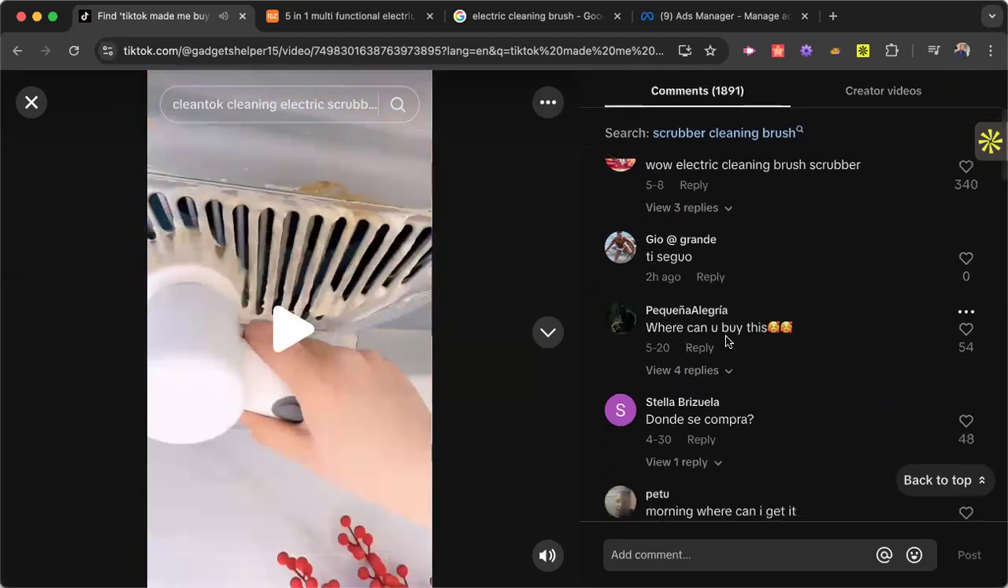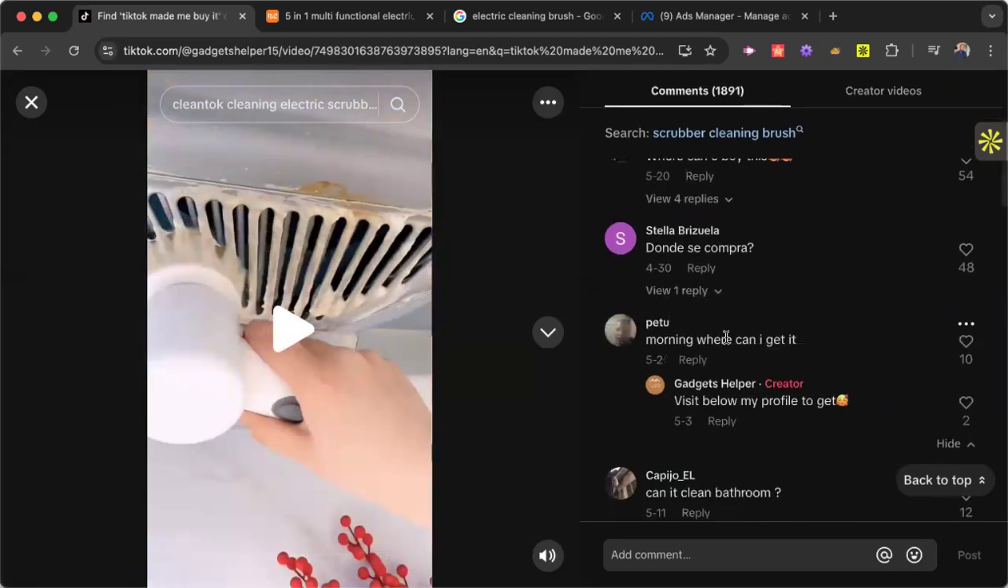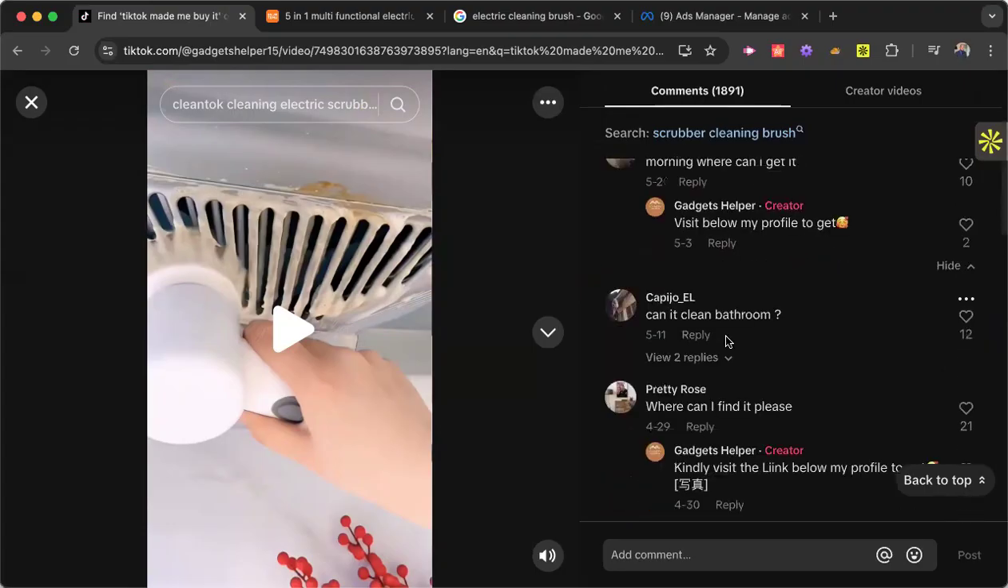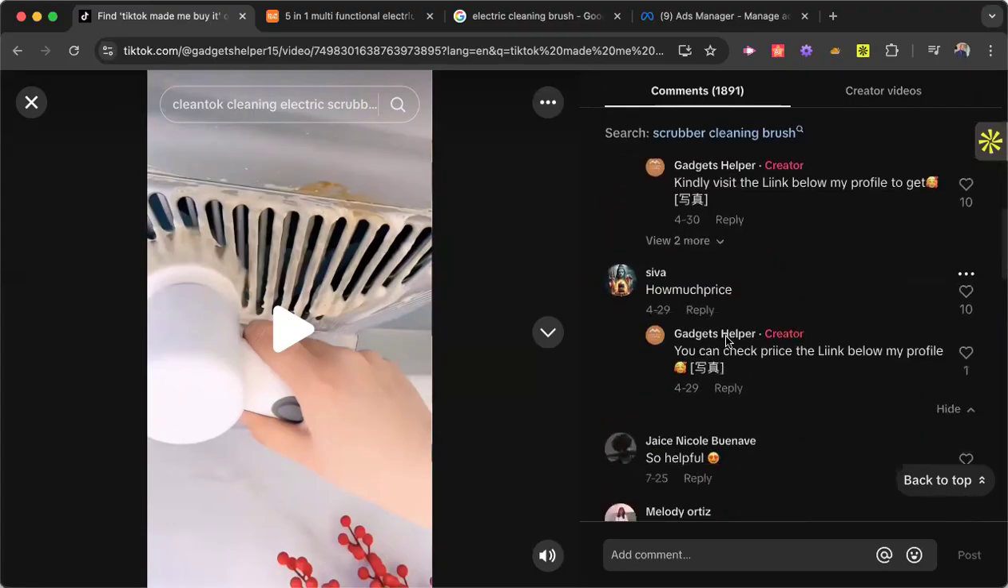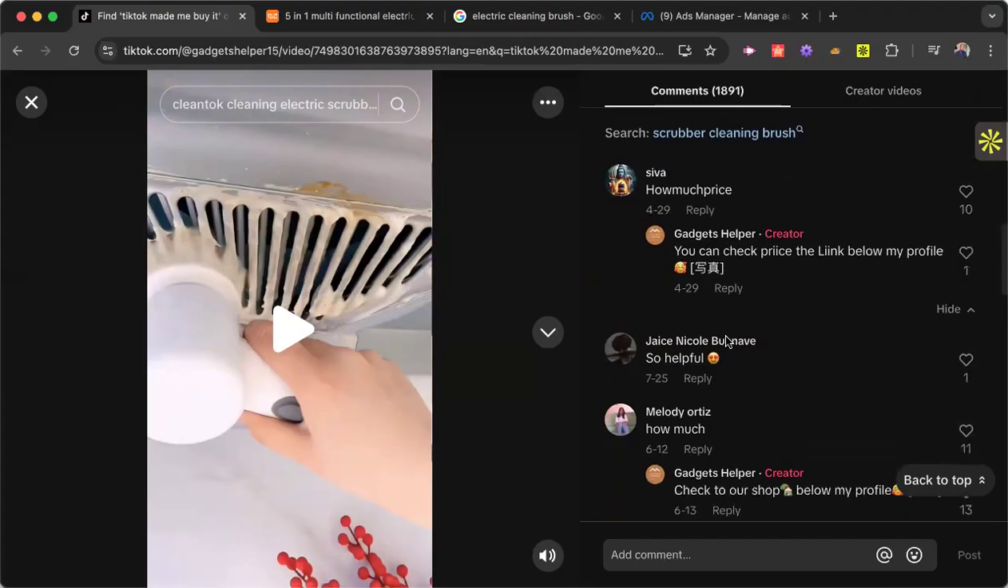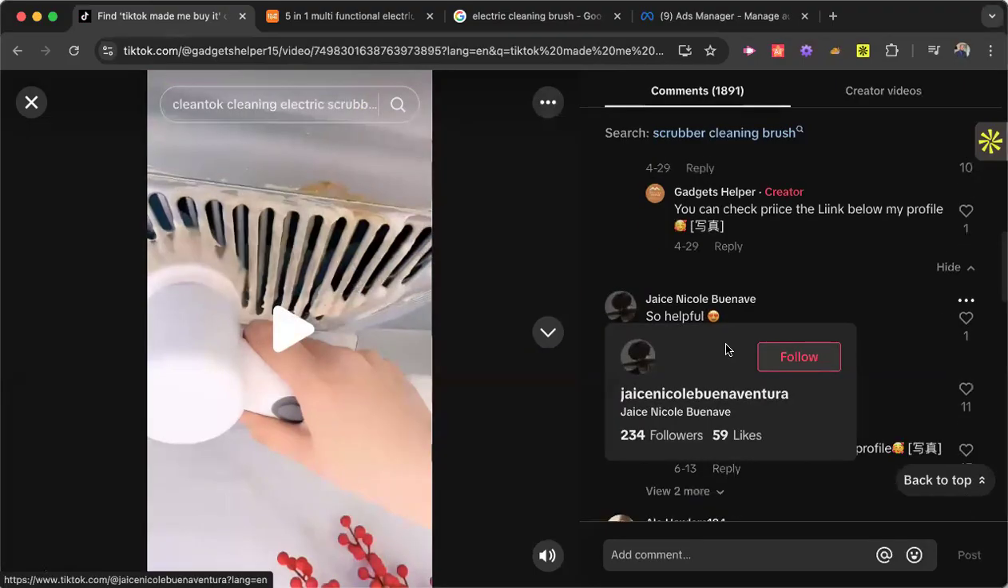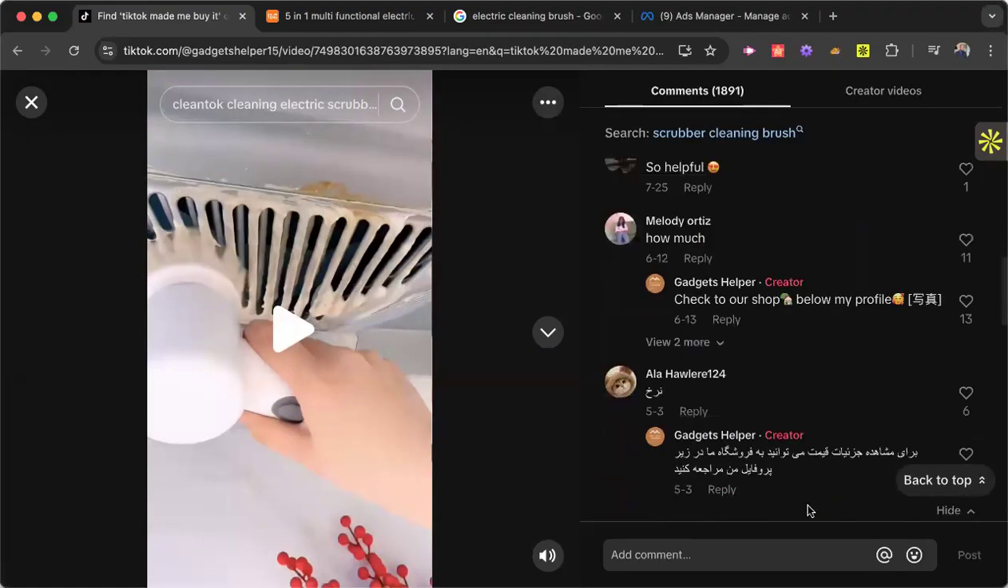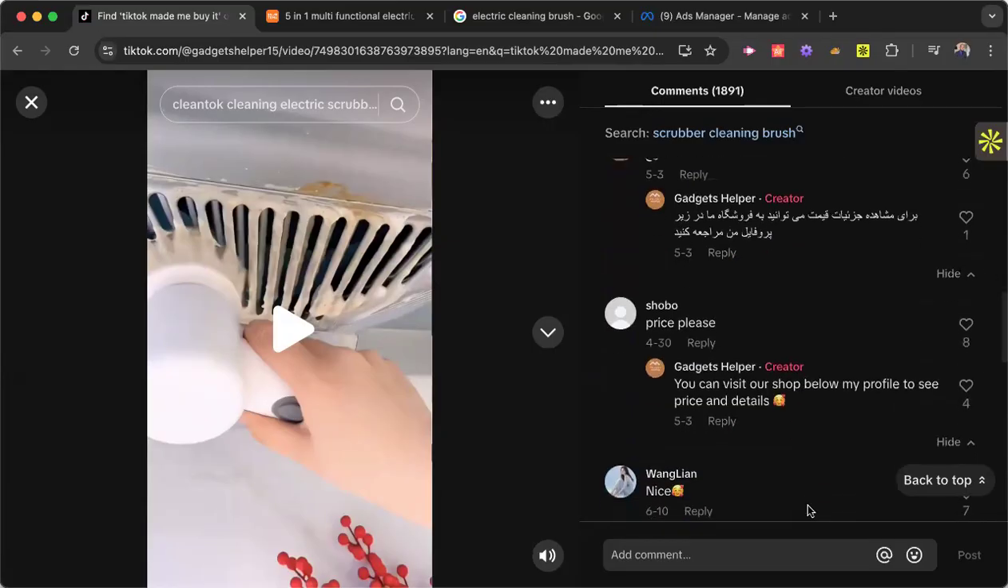You're seeing: where can I buy this? Where can I buy this? Where can I buy this? Can I clean up the bathroom? Can you see how much interaction this is? This already shows that this product has been validated by other people. Maybe they could be people from around the world or outside South Africa, but what we know for a fact is that people have interest in this product.